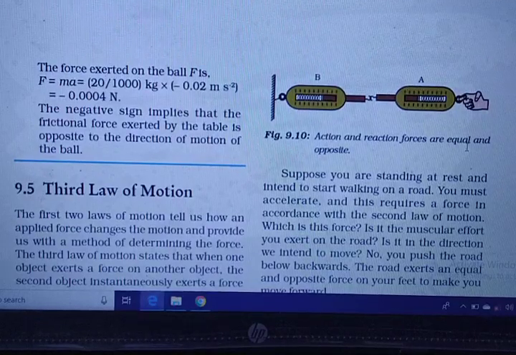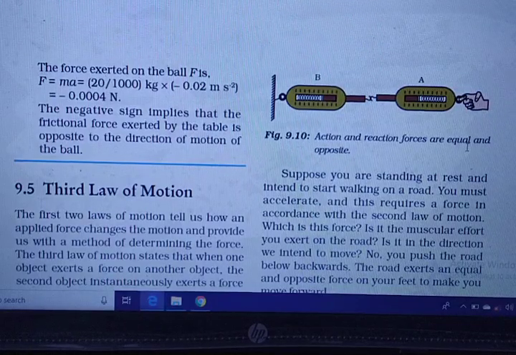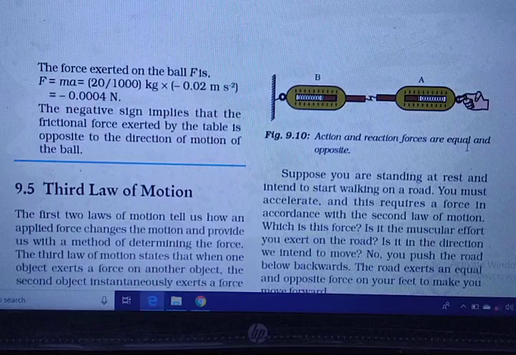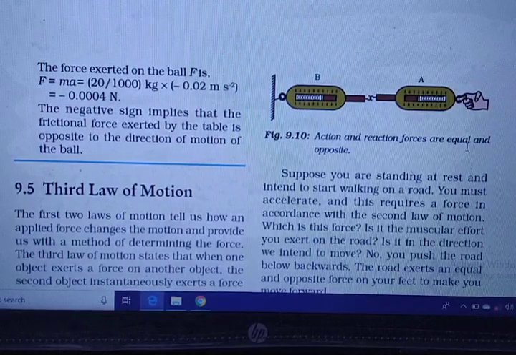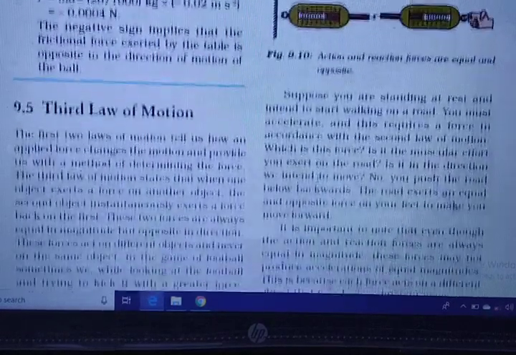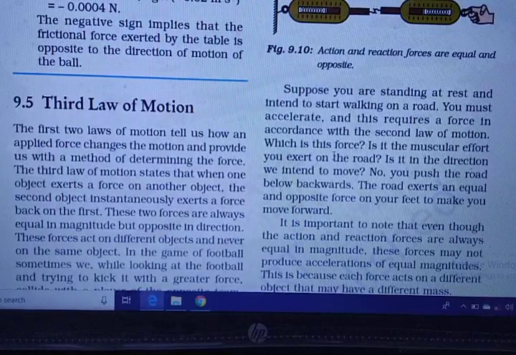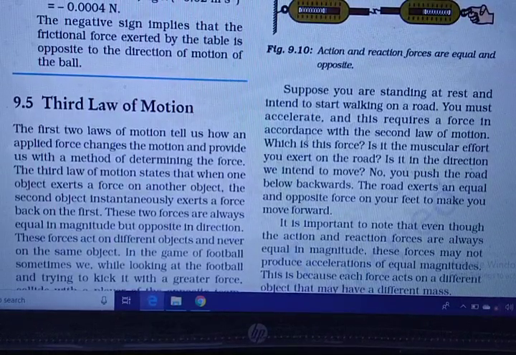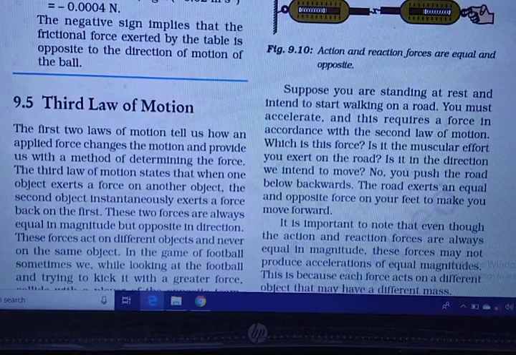Remember this applies to our life also. Whenever you are showing any action, you must remember what will be the reaction to those words. Got it? Now suppose you are standing at rest and intend to start walking on a road. You must accelerate, and this requires a force in accordance with the second law of motion. So which is this force?